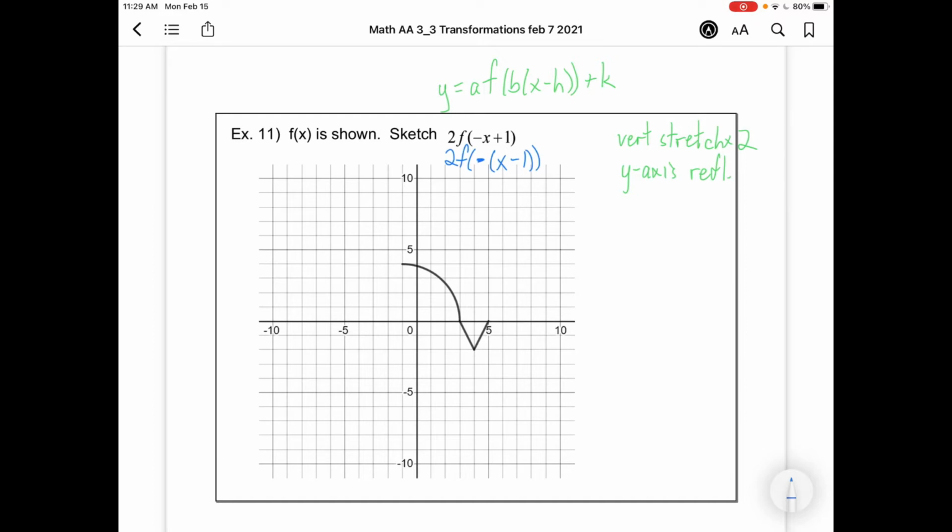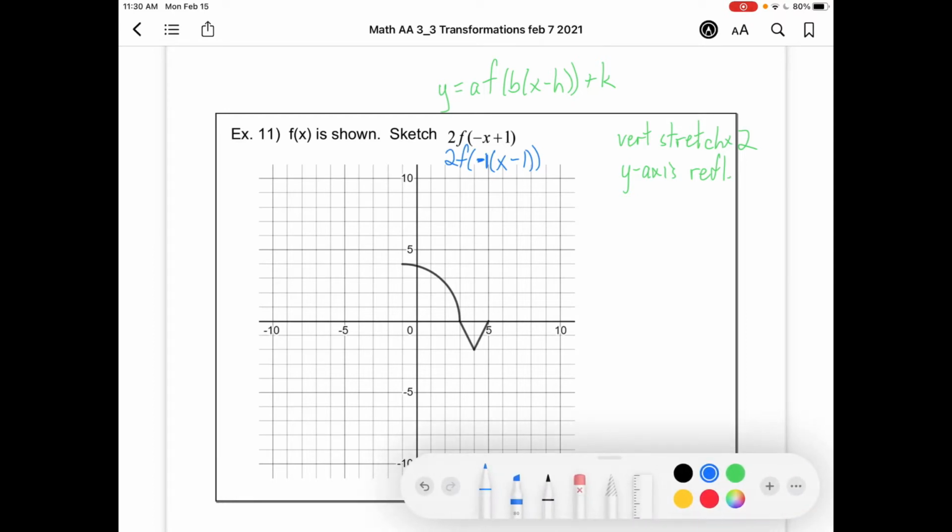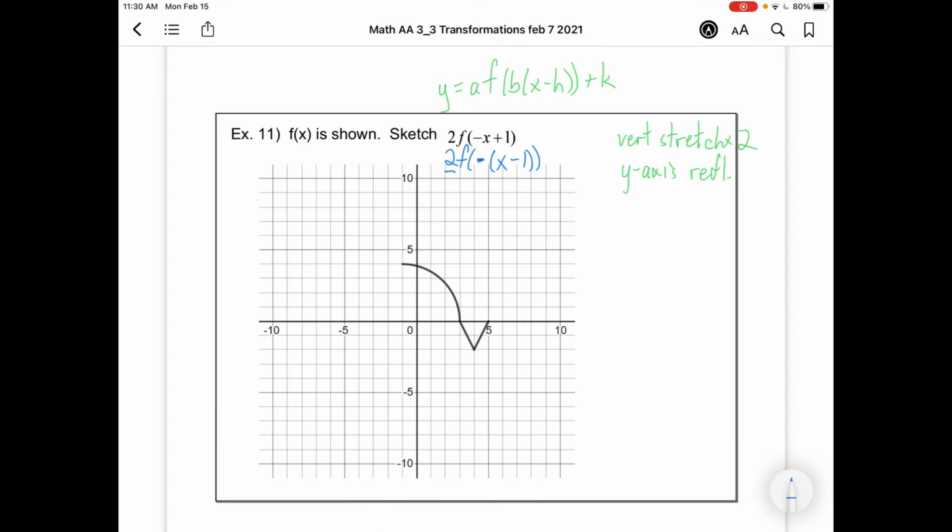And again, you can think of this as -1 if you prefer. I think that's a bit weird because I don't like to think about a stretch factor of 1. Most of this stuff is still the same. It's still a vertical stretch by a factor of 2. It's still a y-axis reflection because what's in front of the x is a negative. But it's actually moving to the right 1 when we get it in that nice form.